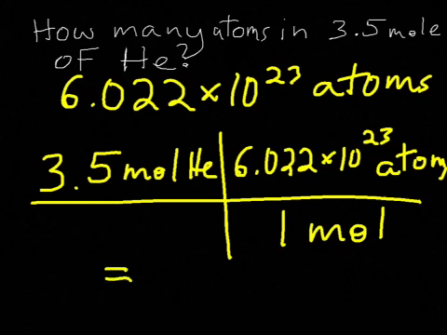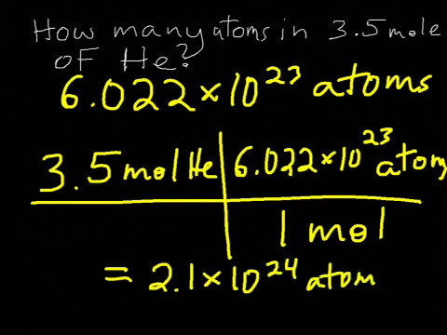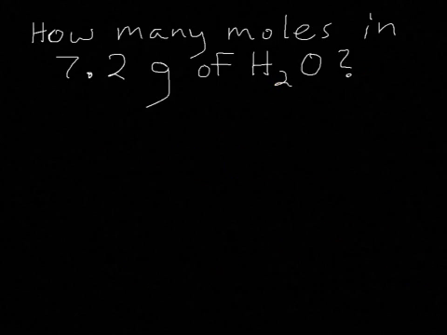The answer is 2.1 times 10 to the 24 atoms of helium. Now this makes sense. It takes a lot of atoms to add up to a mole. We have more than 1 mole. We have 3.5 moles. So the number ought to be about triple, and in this case it is.